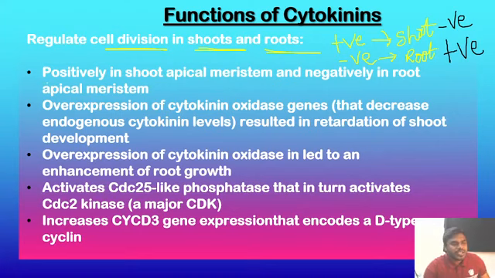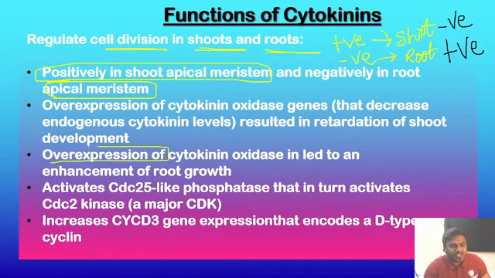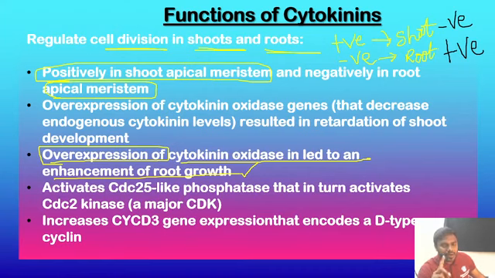Listen to me carefully. Cytokinin will show the positive growth in the shoot apical meristem, negative growth in the root apical meristem. But what is the point you people have to remember? Overexpression of the cytokinin oxidase gene leads to the enhancement of root growth. So you have to remember, cytokinin will increase the root growth only under a condition where the cytokinin expressive genes got mutated. Otherwise it is not going to show that particular action.